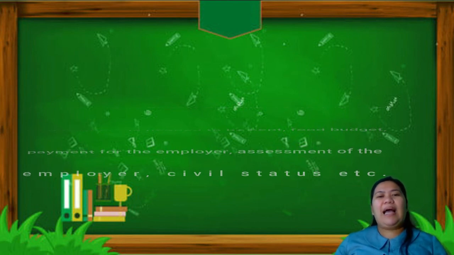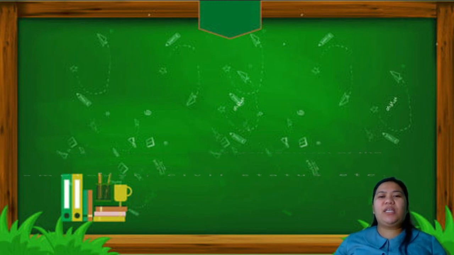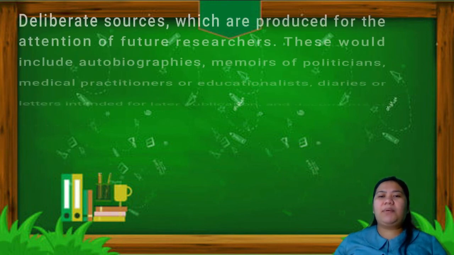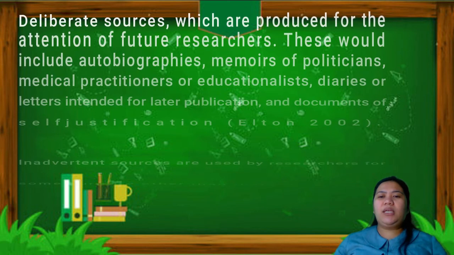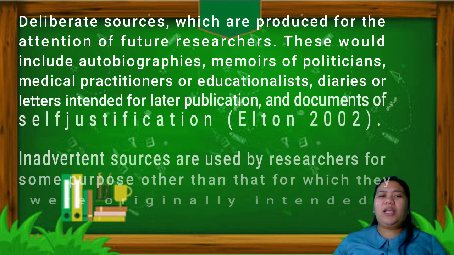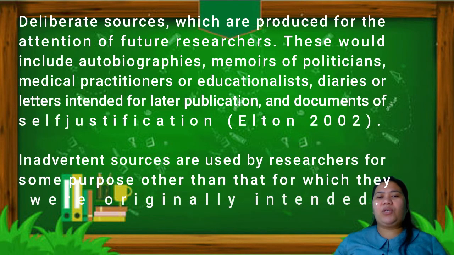Deliberate and inadvertent sources. Deliberate sources are produced for the attention of future researchers. This would include autobiographies, memoirs of politicians, medical practitioners, or educationalists. Diaries and letters intended for later publication, documents for self-justification. In short, they involve a deliberate attempt to preserve evidence for future use.